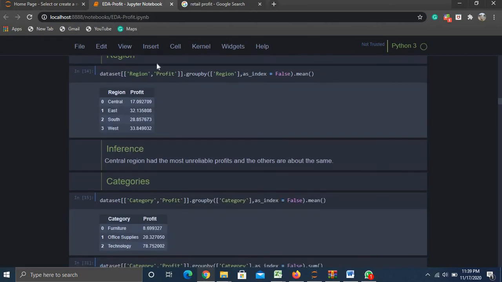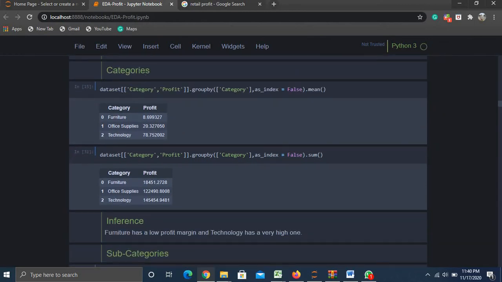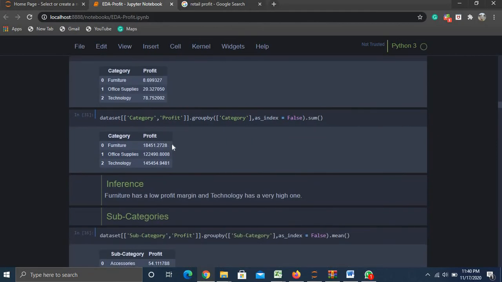So moving along, now we're going region-wise. The central region has the lowest profits, and the west has the highest reliable profit. Although west, east, and south are equally reliable, we'll delve more into that later. Now we move to categories, and there are only three categories: furniture, technology, and office supplies. Clearly, technology gives the highest profit ratio, and furniture gives the minimum. I've checked total profit and mean as well. Furniture overall has the lowest total as well, and technology again has the highest total, but not too far ahead of office supplies.